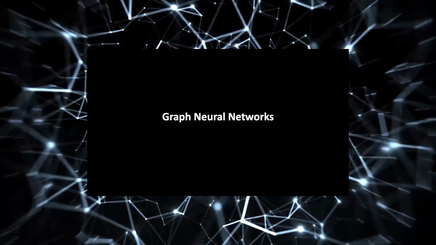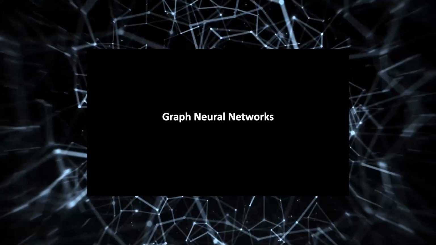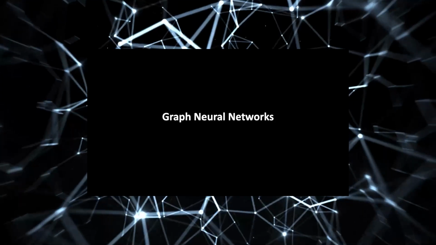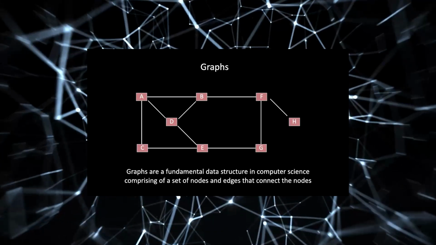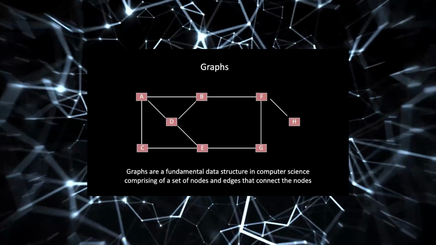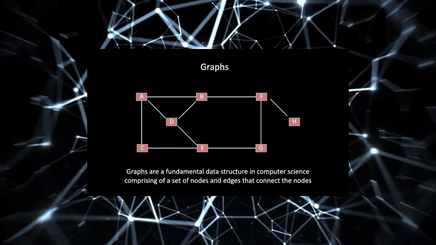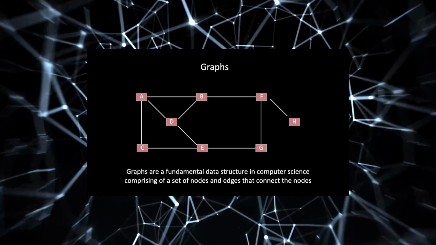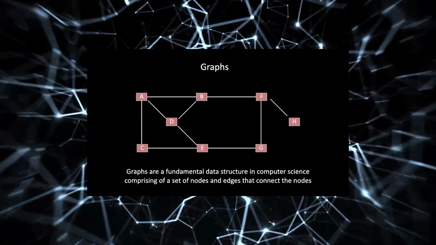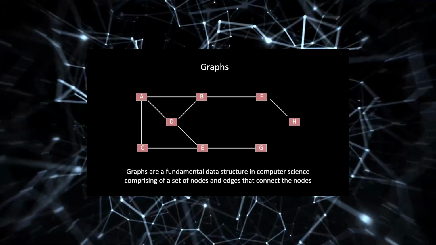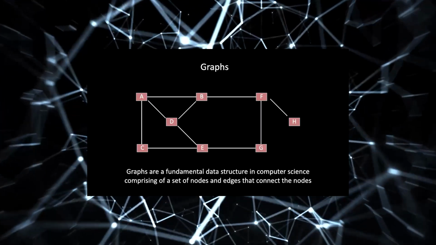Let's do a quick overview of what graph neural networks are all about before we dive into the content of this course. Now, graph structures are fundamental data structures in computer science. Graphs are made up of nodes and edges. Nodes can represent entities in the real world, and edges typically represent relationships. There are different kinds of graphs used to model different kinds of real-world entities and relationships.